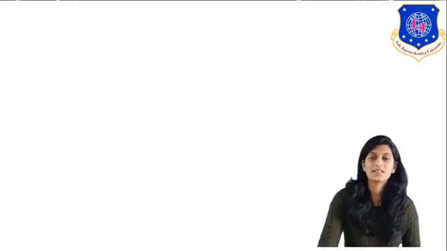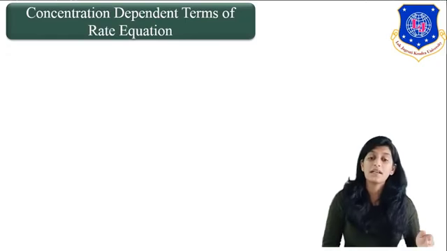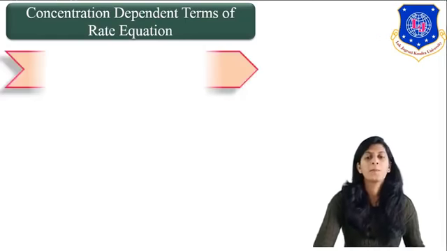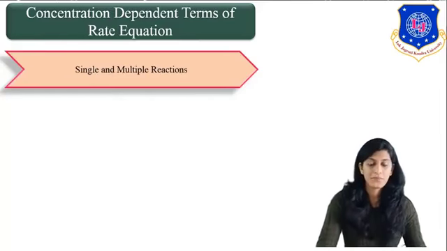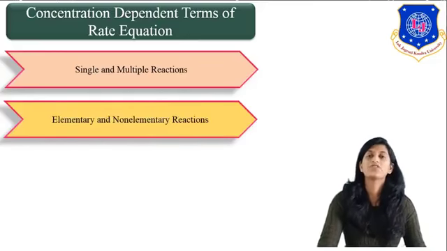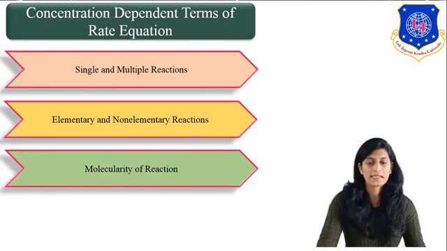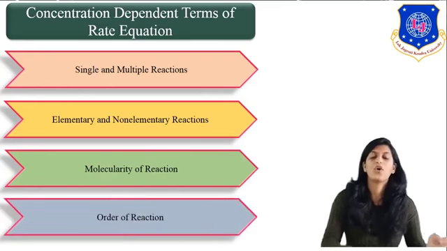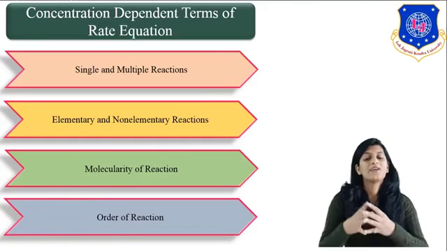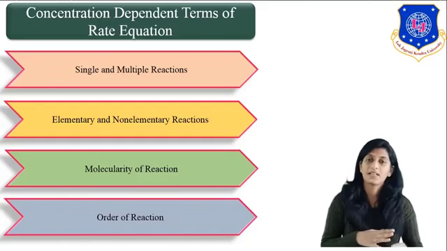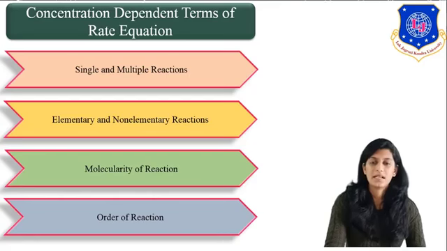So now let's start today's session, which is based on concentration dependent terms of the rate equation, right. So the first term is single and multiple reaction. The second one is elementary and non-elementary reaction. Then there is molecularity of reaction, and the last one will be order of reaction. So these are the terms which are dependent on concentration and affect the rate of reaction or rate equation. One by one we will study these in brief.